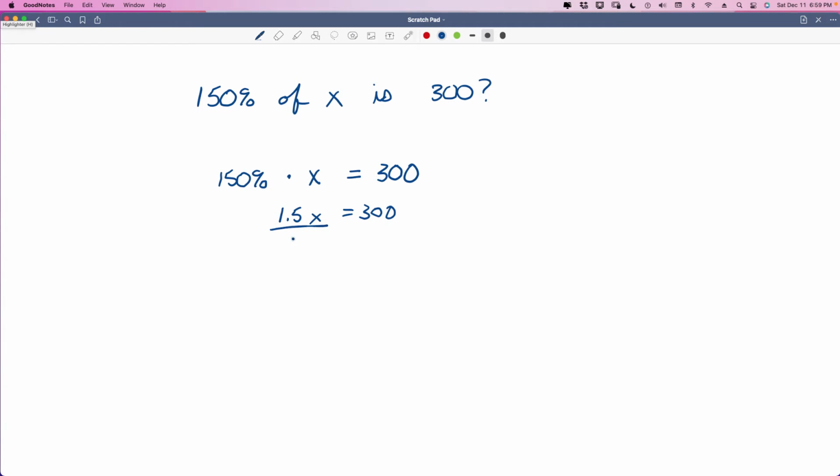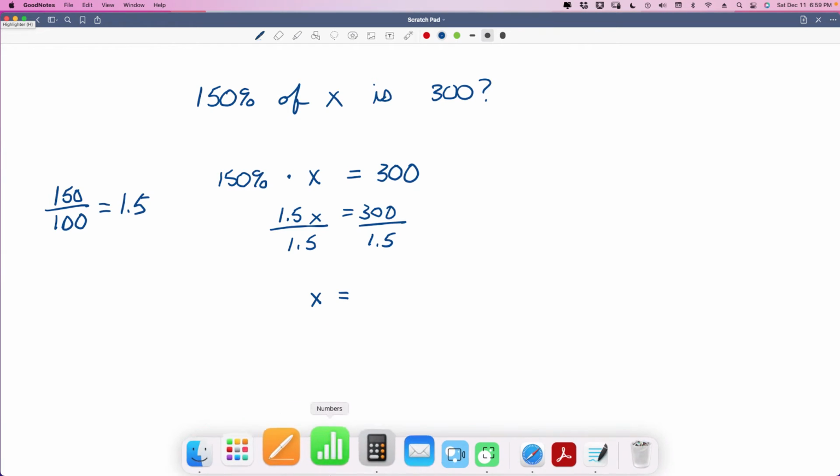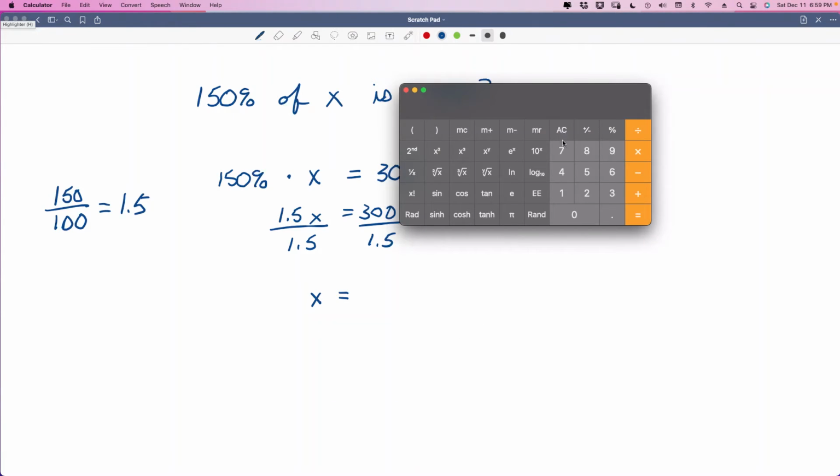So all we have to do is divide both sides by 1.5. If you're not sure how I got 1.5, I said 150 over 100. I did the division, and that gave me a decimal of 1.5. Okay? So now 1.5 divided by 1.5 leaves 1x behind. And then 300 divided by 1.5 is 200.